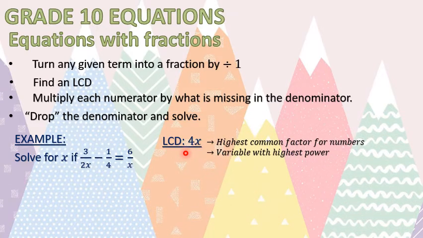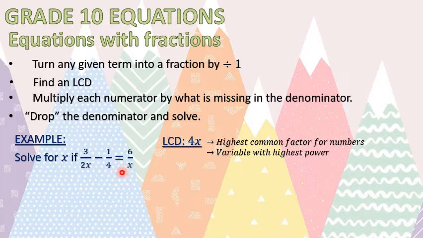Now my LCD is 4x. Why? Because you look at the numbers and variables separately. Let's look at the numbers in each denominator. We have a 2 over there, we have a 4, and we have an invisible 1. So 1, 2, and 4 are the numbers that make up our denominators. All you have to do is find the highest common factor into which each number would fit, all right? That's what a highest common factor is. And then you write that down. That highest common factor between 1, 2, and 4 is number 4.